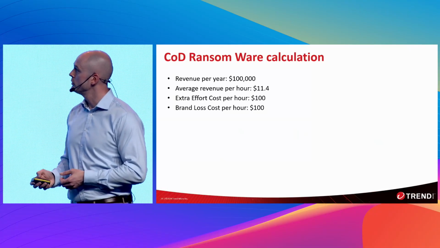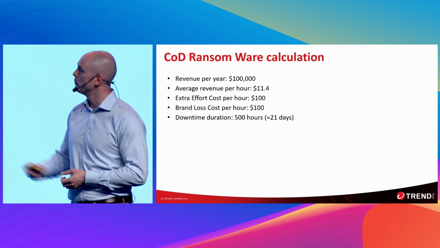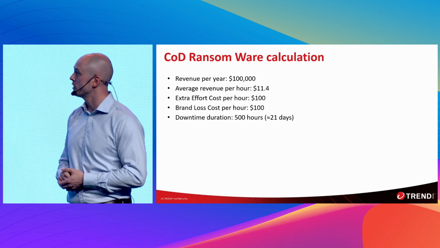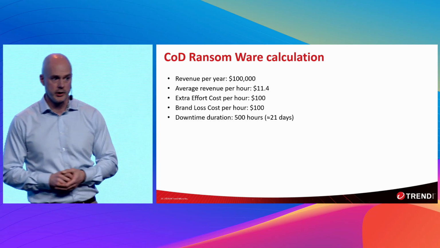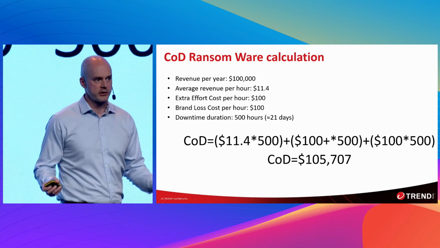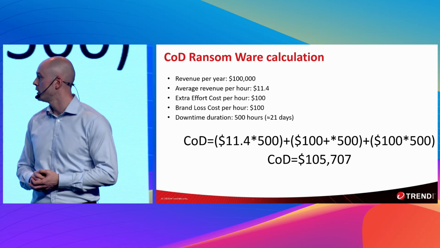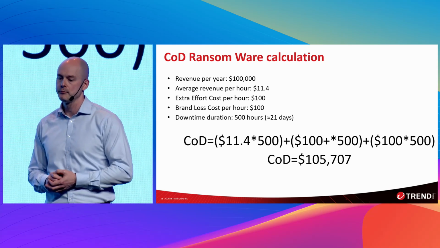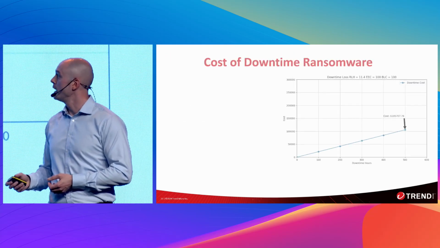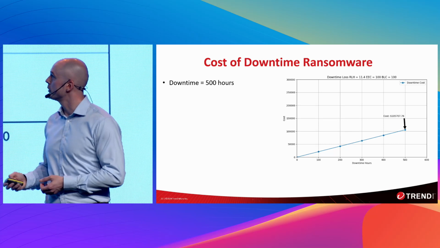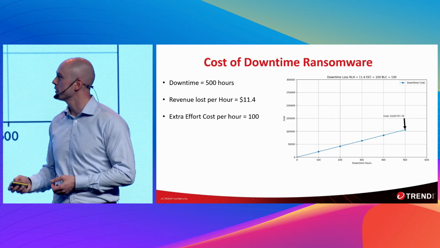And here the new variable is that the downtime hours I'm using is 500 hours. That's roughly 21 days. And then, of course, the cost is astronomical. Here it equates to $105,000 for the cost of this downtime. And of course, I graphed this out as well because I like graphs. Who doesn't?